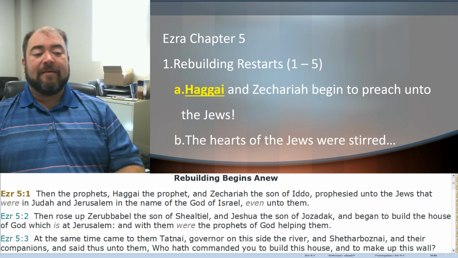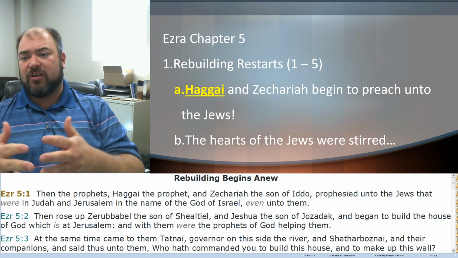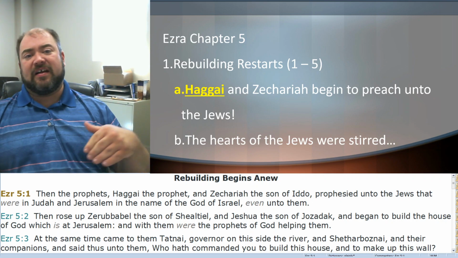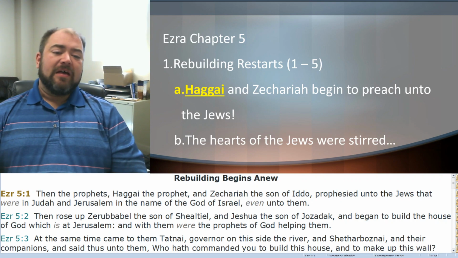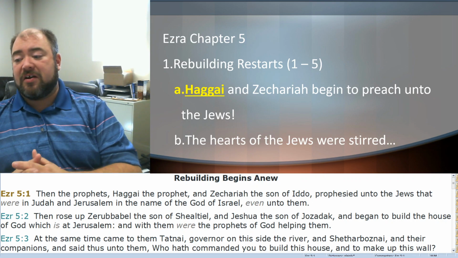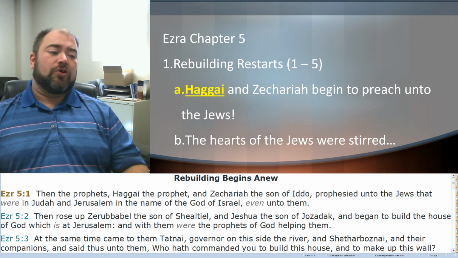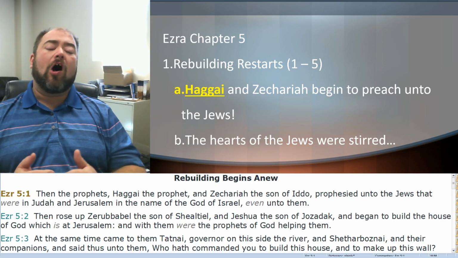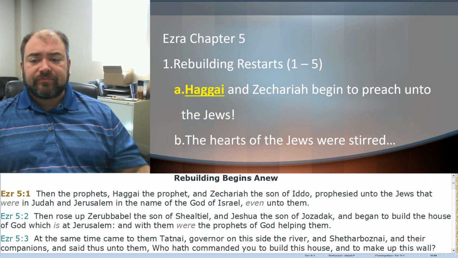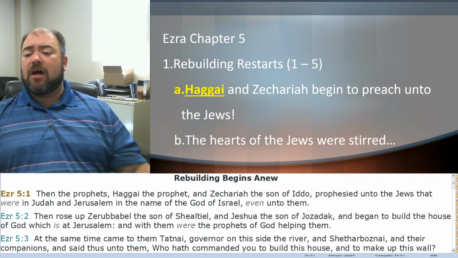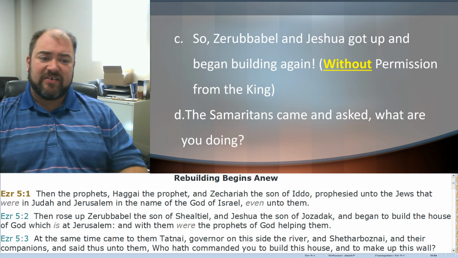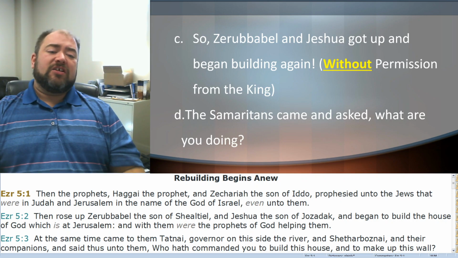Letter A, Haggai and Zechariah. Now, those two names should ring a bell to you because there are two books in the Old Testament written by Haggai and Zechariah. You can look them up at the very end of the Old Testament. But Haggai and Zechariah are contemporaries of Ezra and Nehemiah, and they're there in Jerusalem, and they begin to preach unto the Jews, and the hearts of the Jews were stirred. Not just any Jews, but the hearts of Zerubbabel and Jeshua were stirred, and they said, you know what? We're not going to listen to no king. We're going to listen to God. And God's told us to rebuild, and so we're going to start rebuilding again.